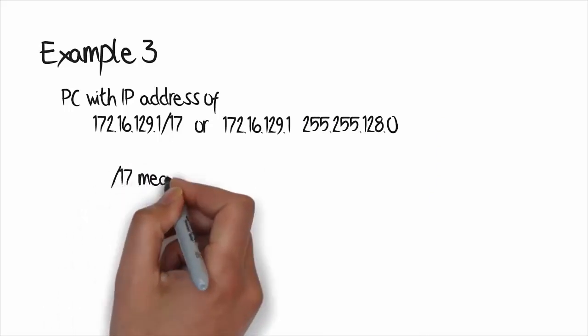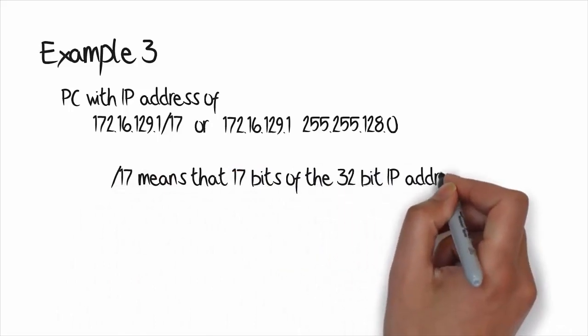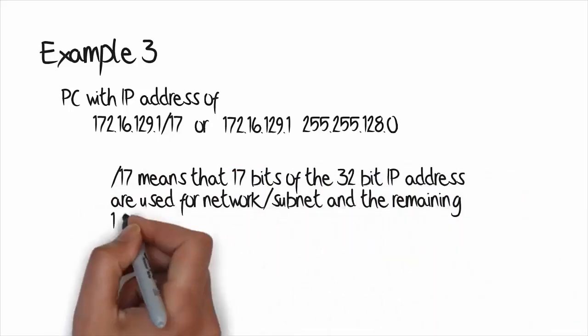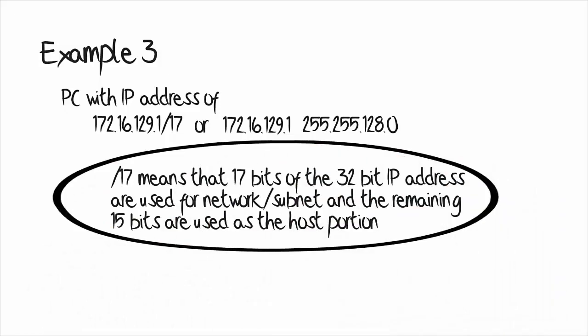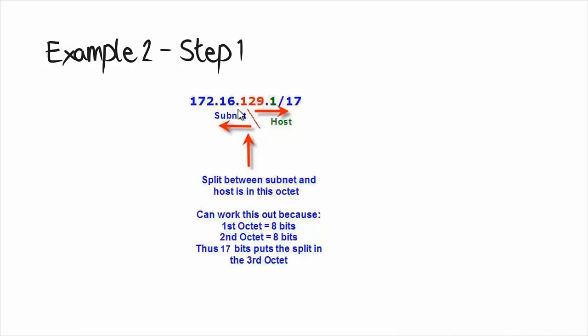In this example, /17 means that 17 bits of the 32-bit IP address are used for network or subnet, and the remaining 15 bits are used as the host portion of the address. So 172.168.1.1/17 means that the split takes place in the third octet. The reason why, once again, is the first octet is 8 bits in size, the second octet is 8 bits in size, so that gives us 16 bits. 17 bits in the network or subnet means that the split between subnet and host is in the third octet.